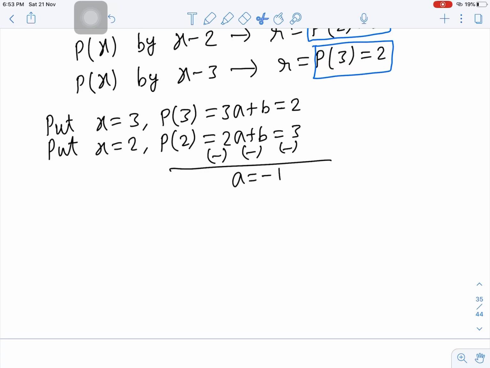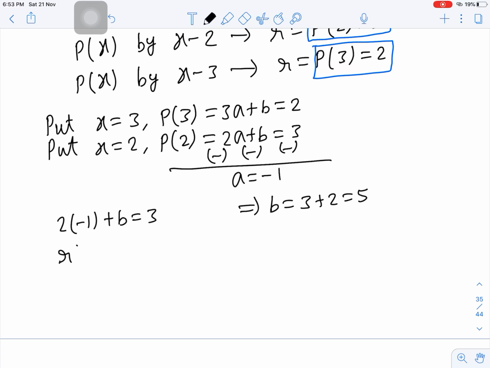Now if you substitute the value of a in one of the equations, then you will get b. So you will get 2 into minus 1 plus b, and that will be equal to 3. Then b will be equal to nothing but 3 plus 2, because when we transpose this minus 2 to the right hand side, it will become plus 2. So it will become 5.